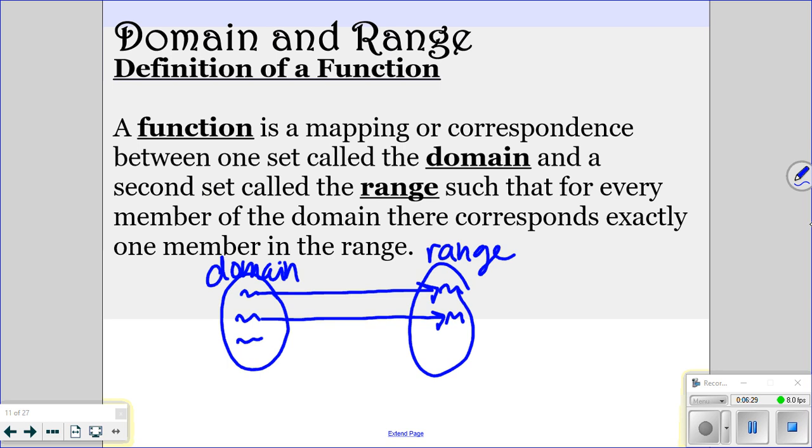Now if I took this one and put it going also to this number, this is a function because every domain is going to one range value. However, if I had it going where this one was going to two different values in the range, this would not be a function. So it's okay for your ranges to repeat. Your domain, though, cannot repeat.